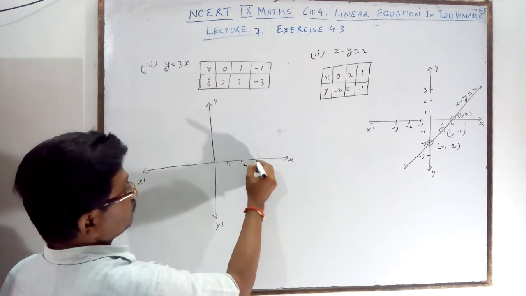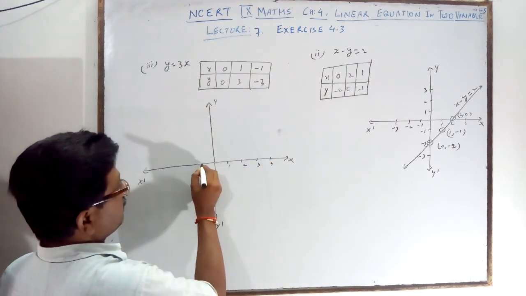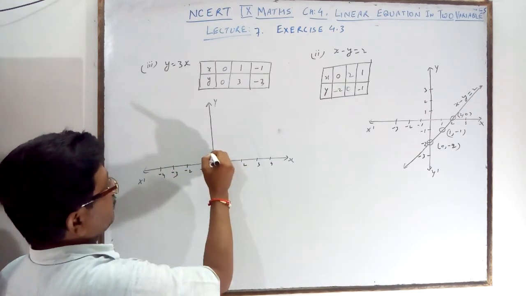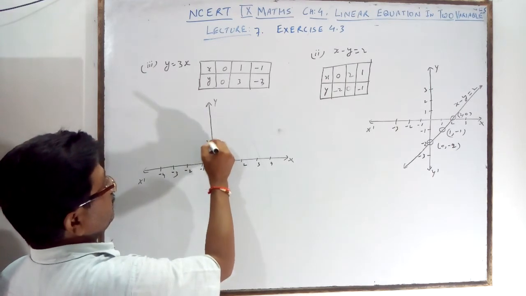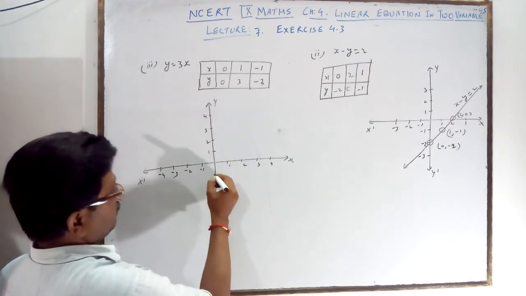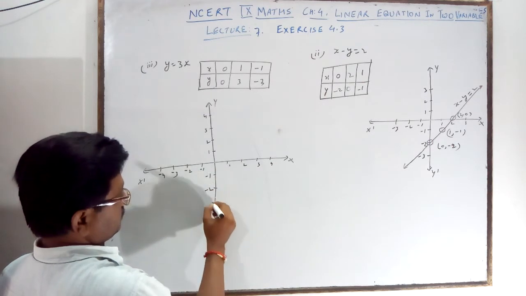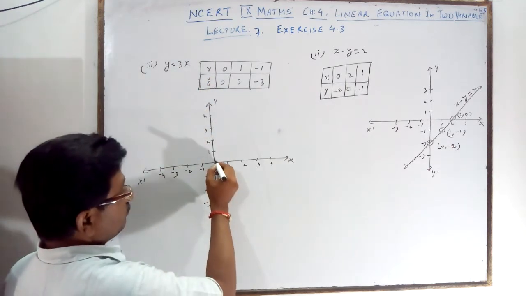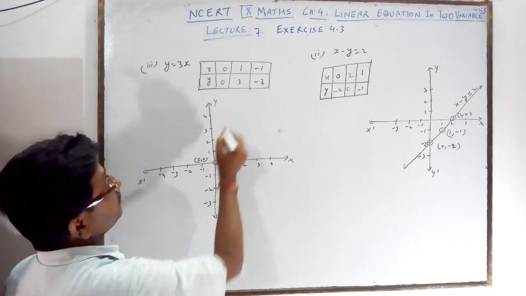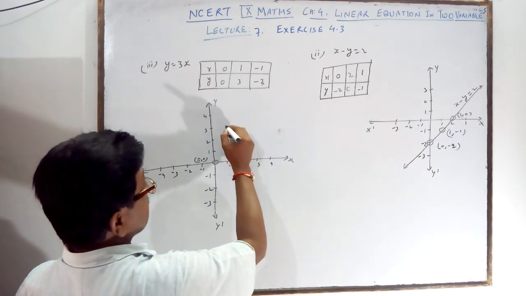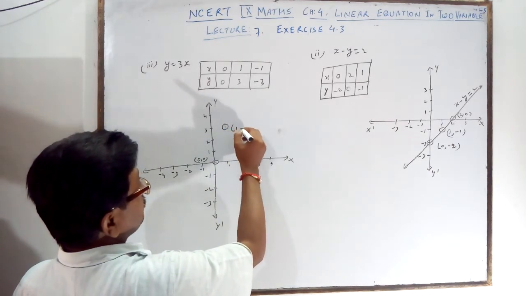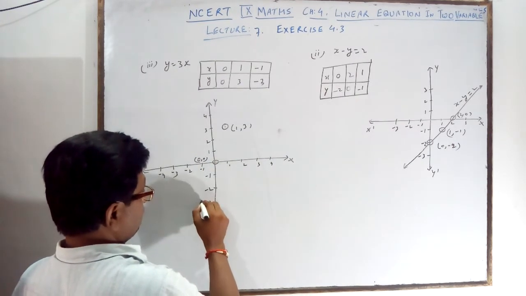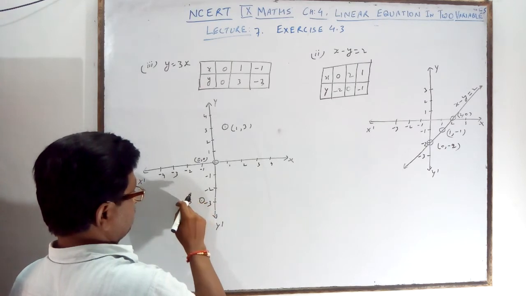So 1, 2, 3, 4. Here what will you write? Minus 1, minus 2, minus 3, minus 4. Only by guess I am writing 1, 2, 3, 4. Here you can write minus 1, minus 2, minus 3. So you are getting the point 0 comma 0, then 1 comma 3, and minus 1 comma minus 3 here.